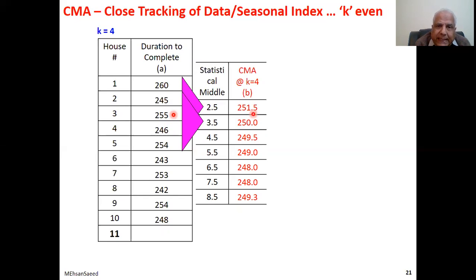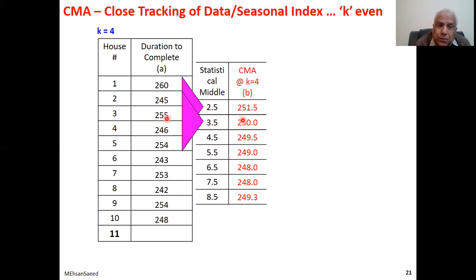So if k is even, we have this little problem, which is solved by doing a centered moving average a second time. So we've got these figures. What we can do now is apply centered moving averages onto them with k is equal to 2. That means we only take 2 data points. So we average these 2.